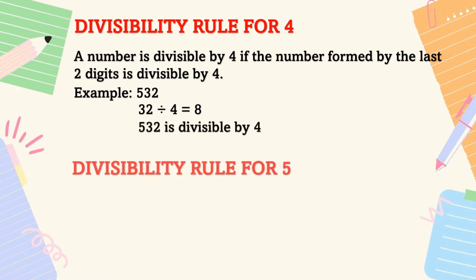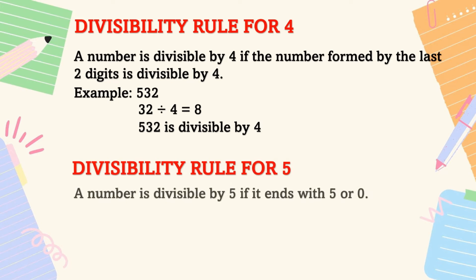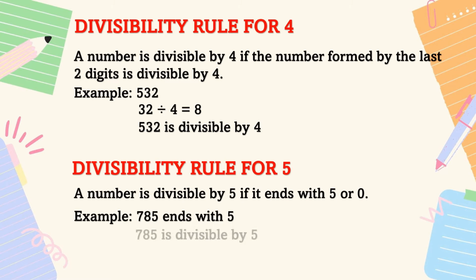Next is the divisibility rule for 5. A number is divisible by 5 if it ends with 5 or 0. For example, 785 ends with 5. Therefore, 785 is divisible by 5.